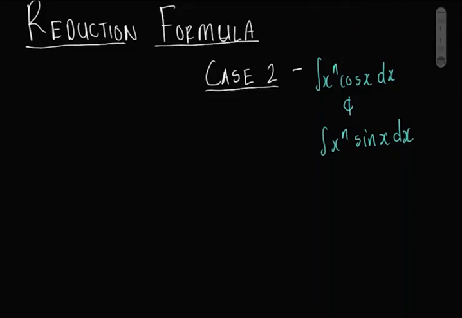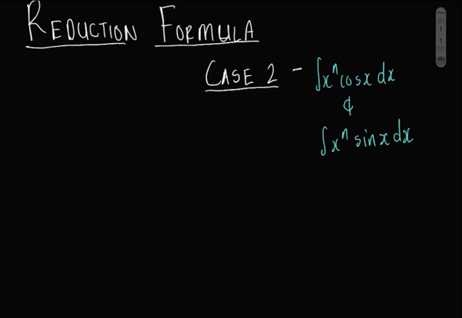Okay, now we're looking at case 2. And guess what case 2 is? You'll be having the product of, yes, of course, two different functions. But you'll be having an algebraic term and a trig function. So the first one we had algebraic and exponential. Now we have algebraic and trig.